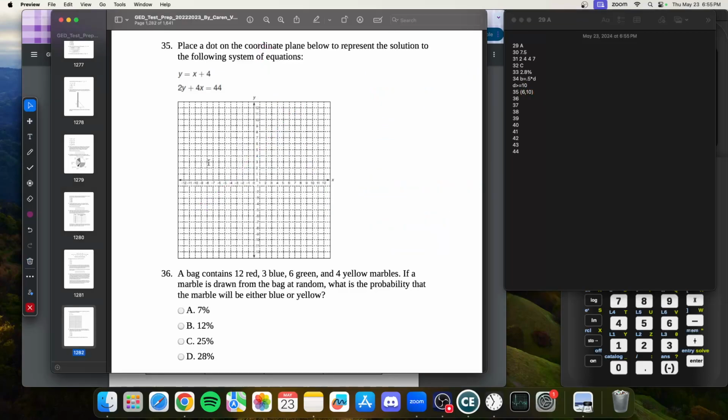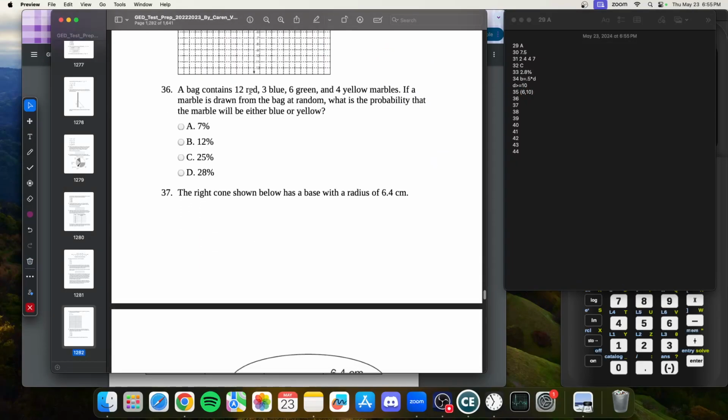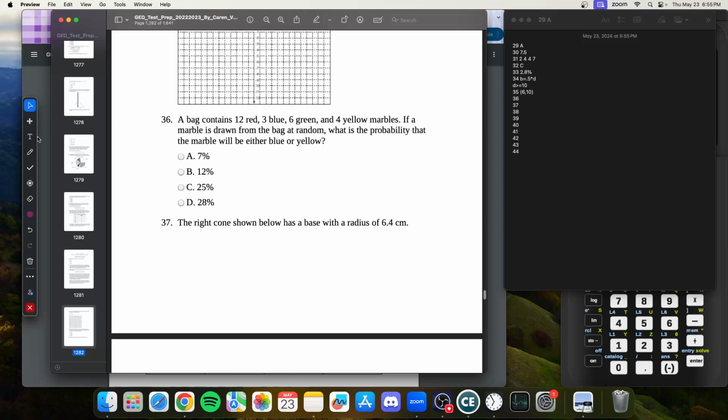That's sad. A bag contains 12 red, 3 blue, 6 green, and 4 yellow marbles. If a marble is drawn from the bag at random, what is the probability that the marble will be either blue or yellow? Blue or yellow, that's 7.